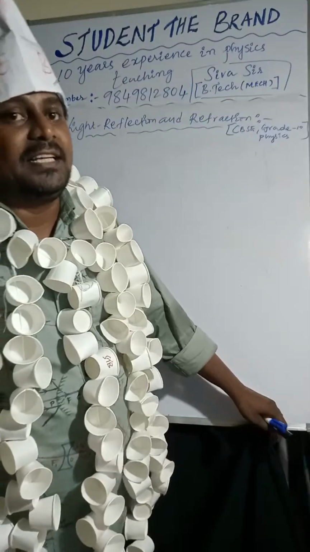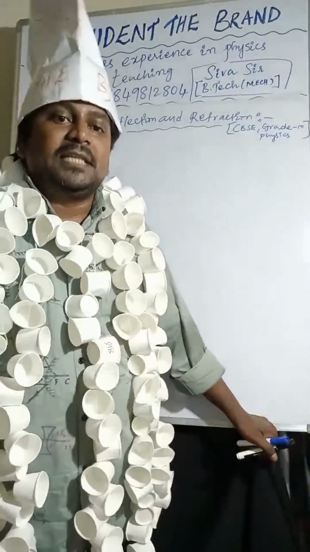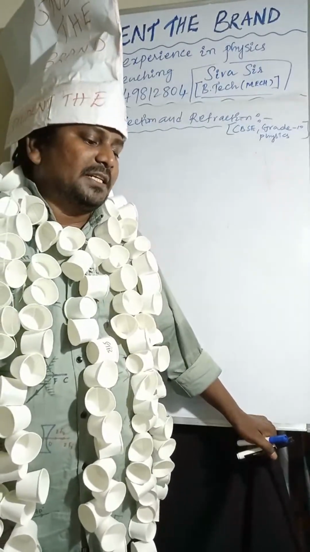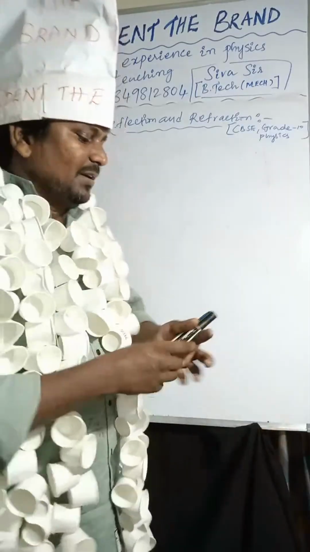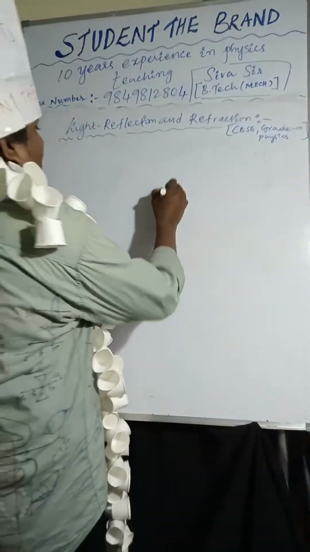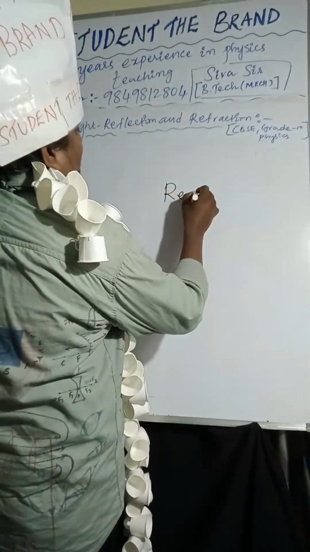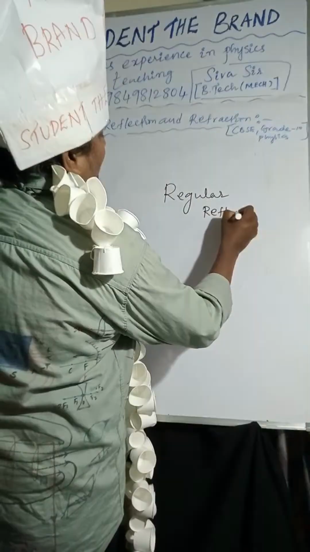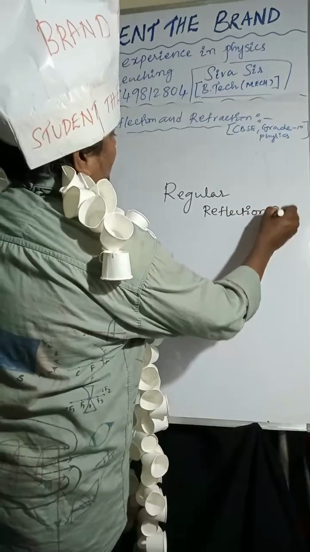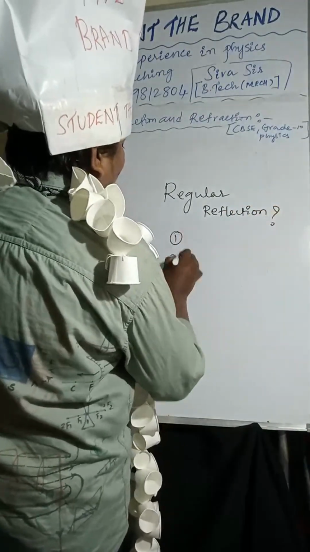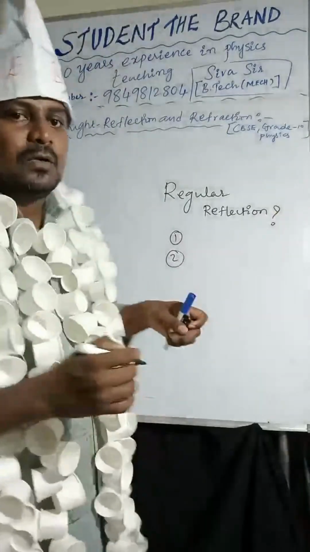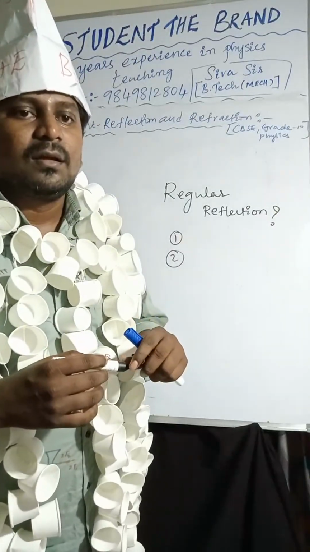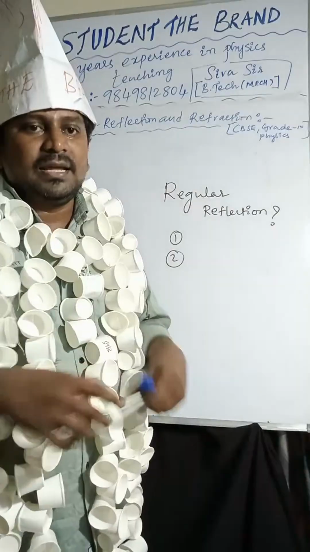Where does regular reflection take place? Can anybody give an example of where regular reflection takes place? Question number one. I already explained, right? Regular reflection, where does it take place? At least two examples. I said two examples only. Mirror, very good. Mirror, next.